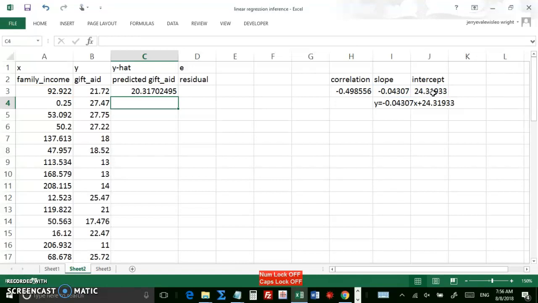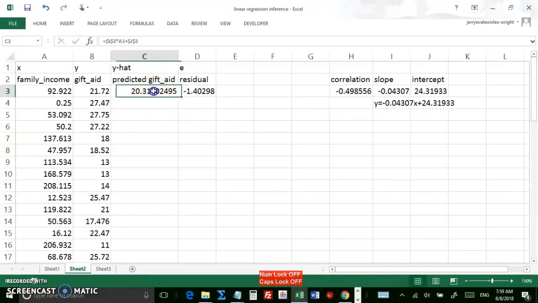Okay, so let's just review that real quick. What did I just do? I typed in the equation of the least squares regression line right here. So I'm taking the slope, which is in cell I3, times the x, plus the y-intercept, which is in cell J3. And then I do that calculation and I get about $20,300. Now, that's pretty close to the actual for this first data point. So that's a good sign that the least squares regression line gives us a pretty good prediction.